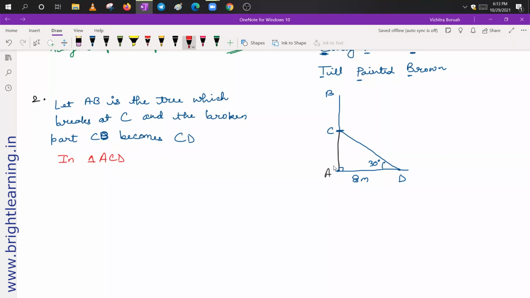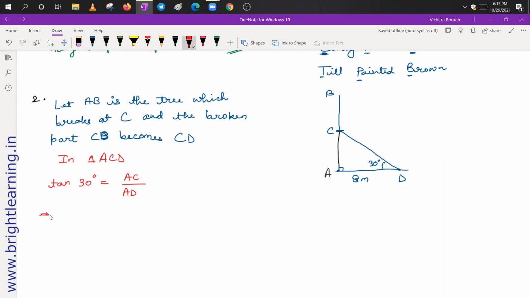Now, in which trigonometric ratio do we have this perpendicular and this base? Tan. Yes, very good, tan 30 degree. So tan 30 degree is equal to perpendicular upon base. Here the perpendicular is AC, and the base is AD.